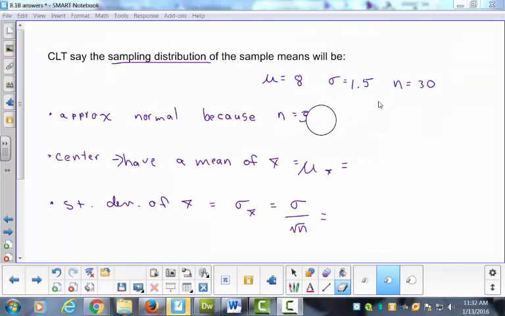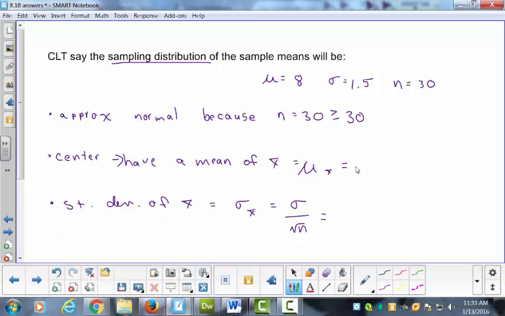So again, mean of the population was about 8. Standard deviation was 1.5. I took samples of 30, so the sampling distribution of the sample means for samples of size 30 will be approximately normal because n is 30, which meets the sample size condition. I don't care if the original population was normal because that condition is met. The mean of all my sample means will equal the population mean, which was basically 8, and the standard deviation would be equal to the population standard deviation over square root of n, which was about 0.27, I believe, in my calculator.